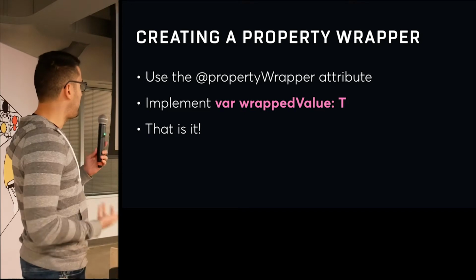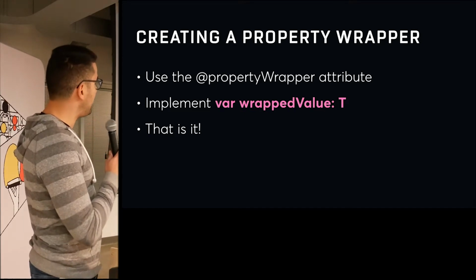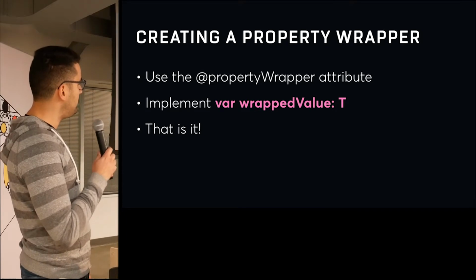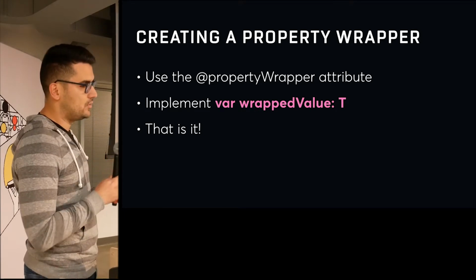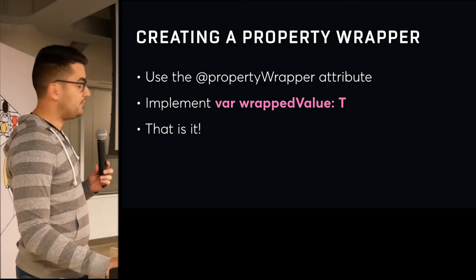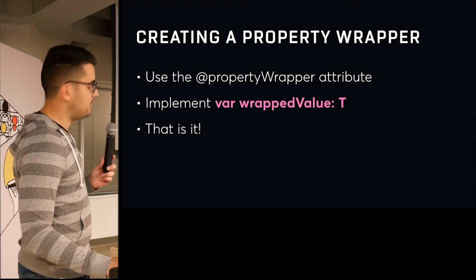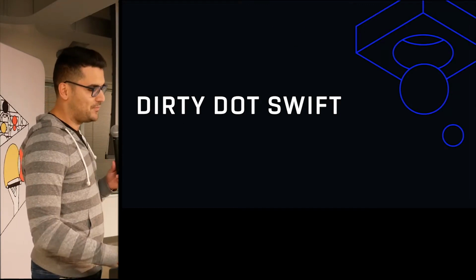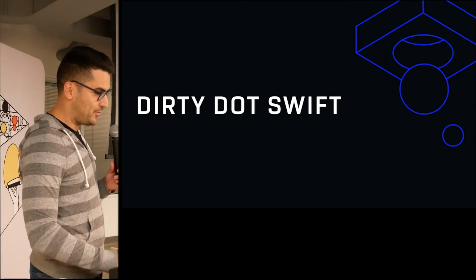Well, how do we create the property wrappers? This is basically two things. We need to use the property wrapper attribute at the top, and then we need to implement wrapped value T, which is obviously whatever you want. And then to actually solve the previous problem, we can see the file, which is a horrible name, but this is the name of the property wrapper.